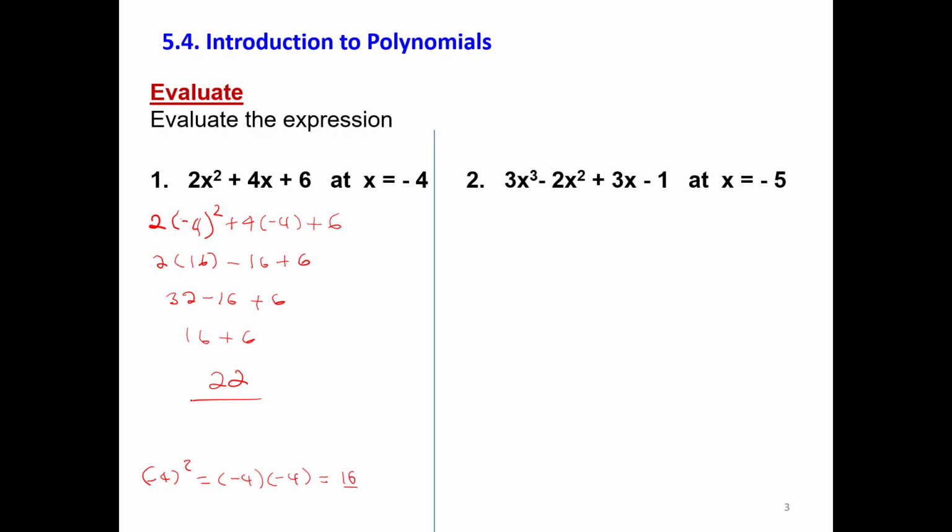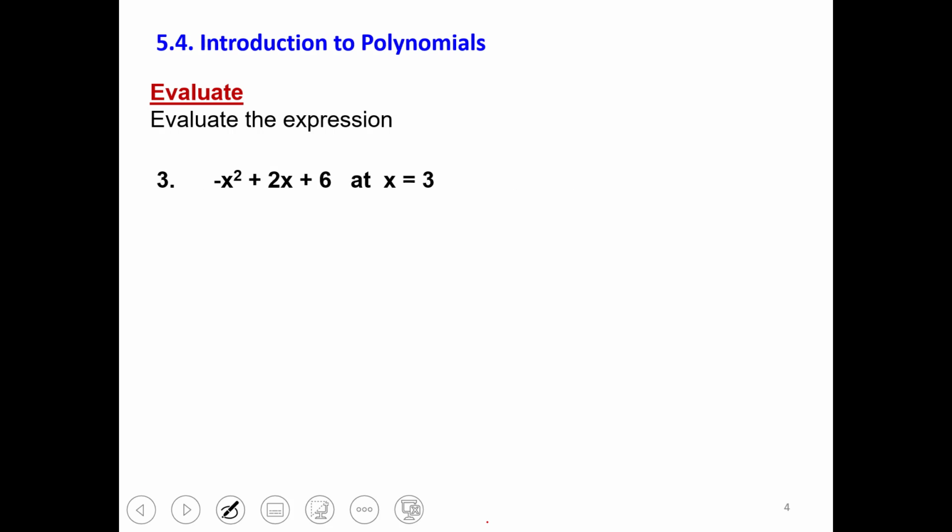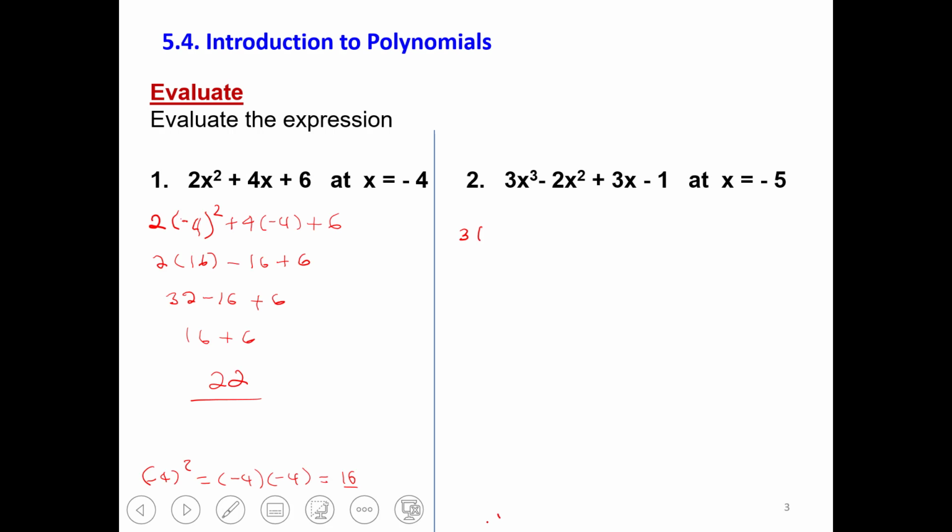Let's evaluate the next polynomial at x equal to -5, and we will do exactly the same. We need to replace the x by -5 to the third power, minus 2 times -5 to the second power, plus 3 times -5, minus 1. Now we need to solve the expressions with exponents inside the parentheses.